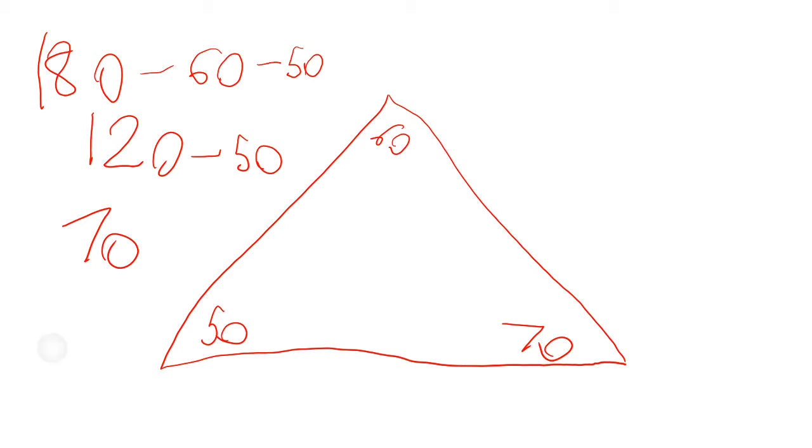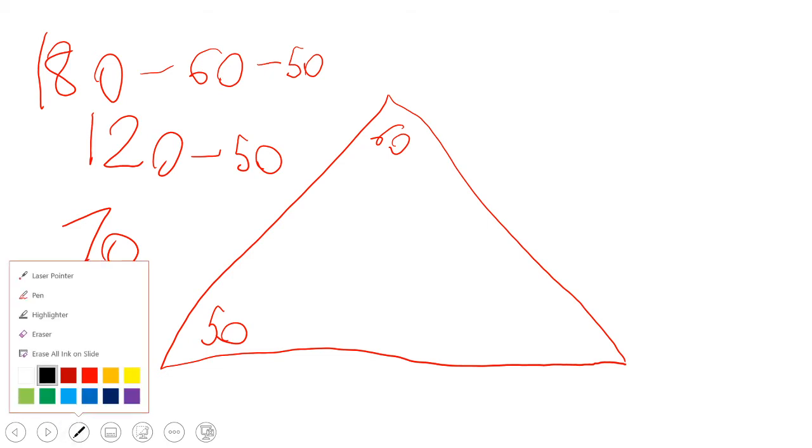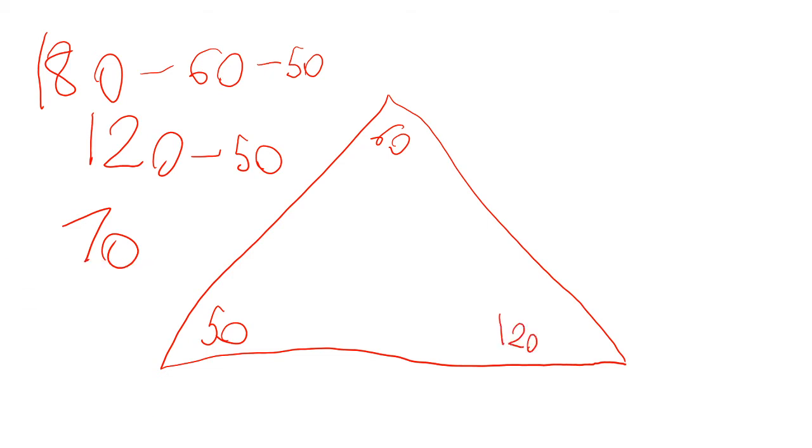So I can technically say this is just 120 minus 50, or I could say this is just 180 minus 60 minus 50. And this is useful when we're dealing with variables. So I'm going to have a triangle over here, because this comes up a lot in angle chasing, especially in competitive math.